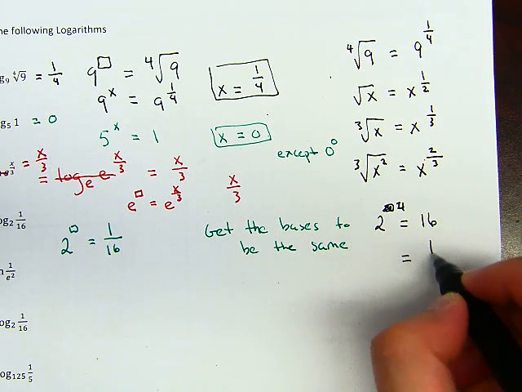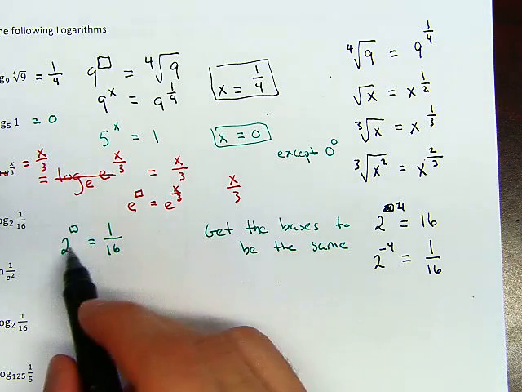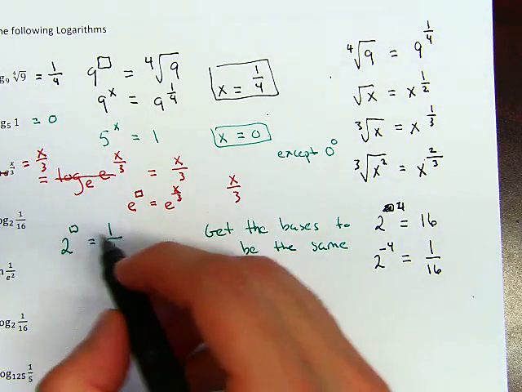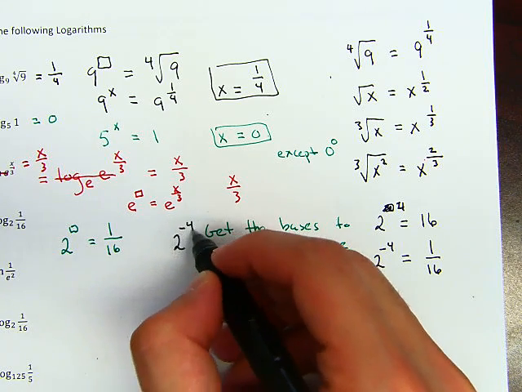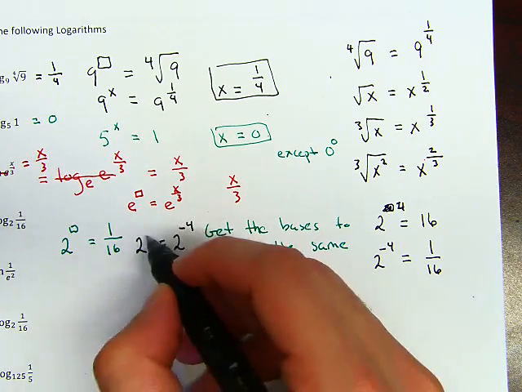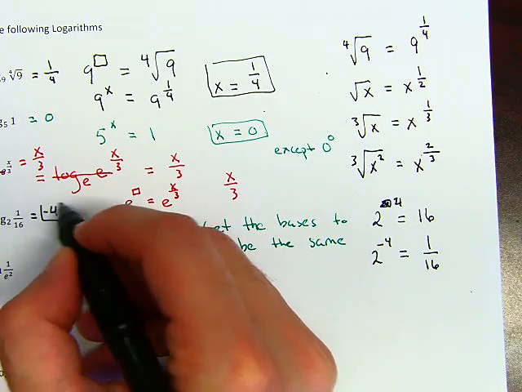So then how do you get 1 over 16? It has to be 2 to the negative 4. Okay? So notice that this 1 over 16 is equal to 2 to the negative 4. And then what power of x will give you 2 to the negative 4? This has to be negative 4.